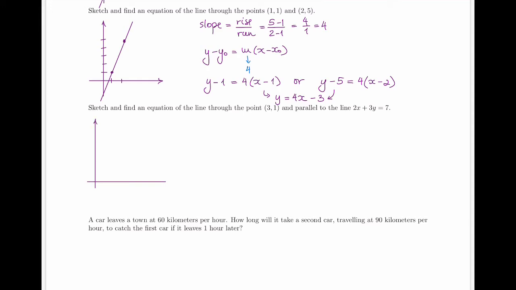So I have my line that I don't know the equation of that has to go through the point (3, 1). Okay, so it has to go through the point (3, 1) right here. What I do know is, I don't know its slope, but I do know that it's parallel to this other line, 2x plus 3y. Okay, how am I going to sketch this line that I know my line is parallel to?